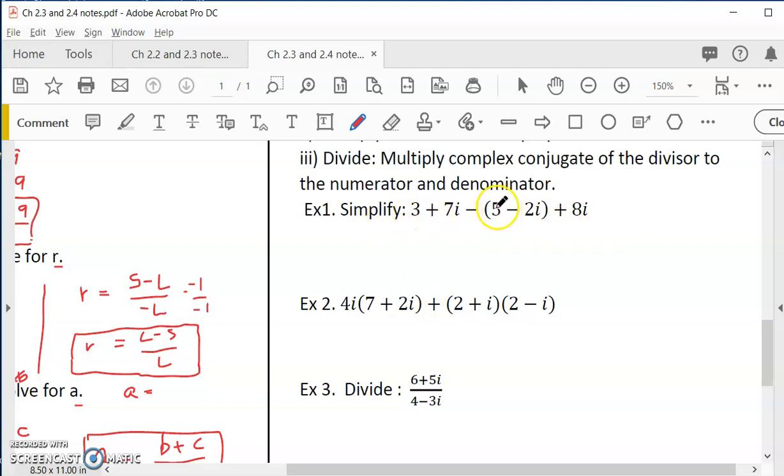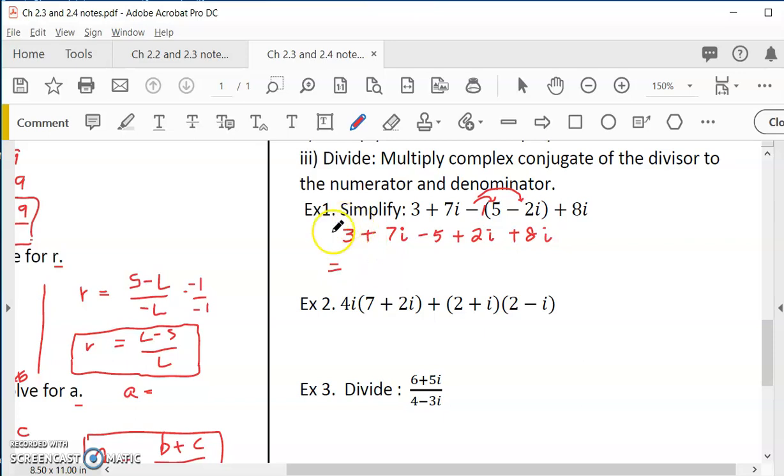I can combine like terms, the constant term, and then I combine the i terms. So minus 5, I need to distribute a 1 here, plus 2i, and then plus 8i, right?